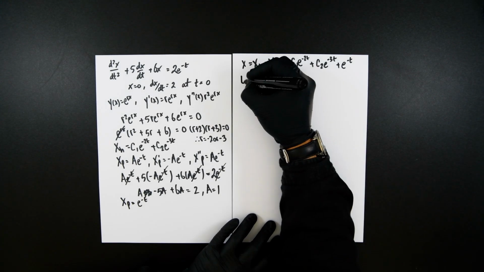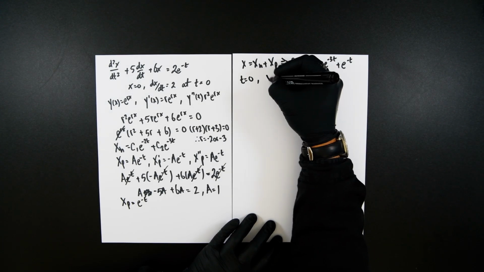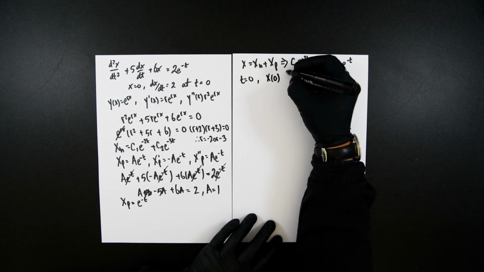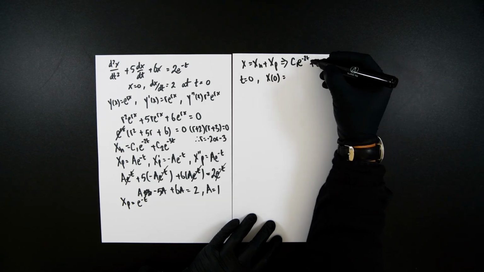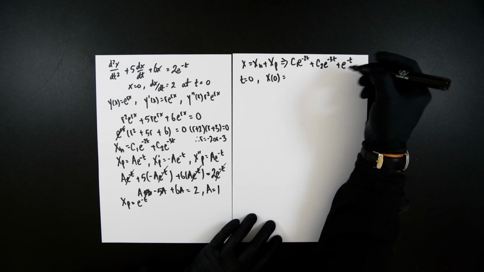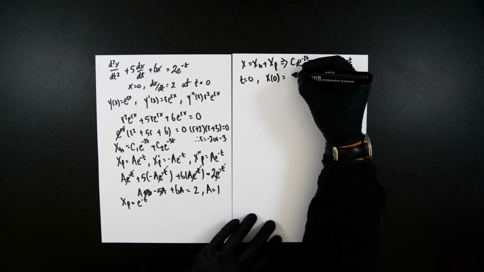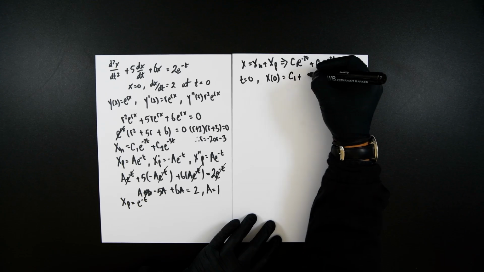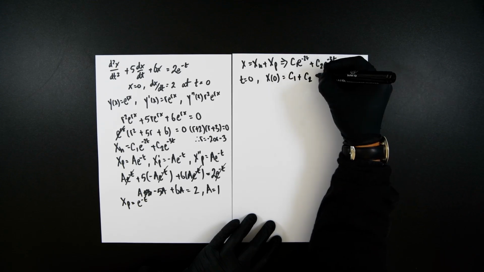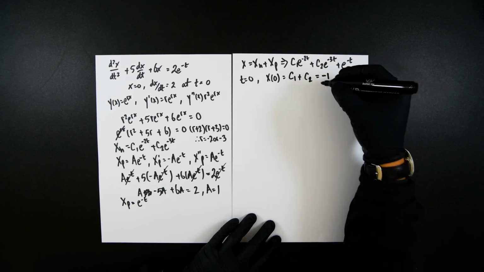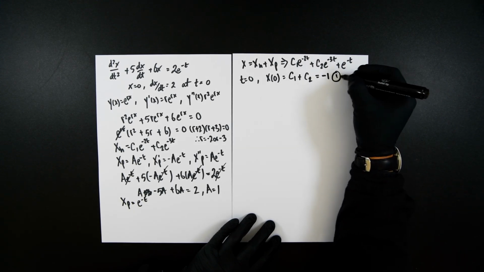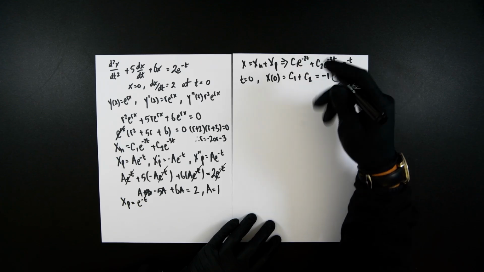We know when t equals 0, x naught would be, when t is 0, that's 0, that's 0, that's 0. So therefore, it would then become c1 plus c2, which equals minus 1. That could be our first equation, so we can just leave that there.